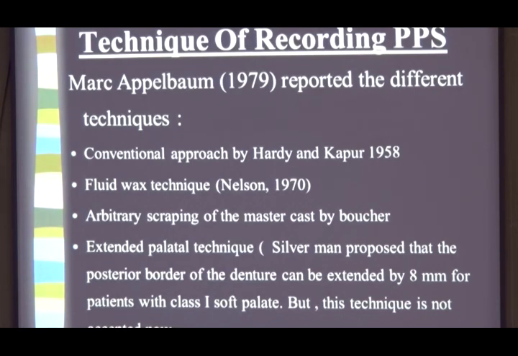After you have made your final impression, you add fluid wax in that area and apply pressure in the patient's mouth, and record the extent as well as the width functionally. Very good method, but a little technique sensitive. Arbitrary scraping is where, without anything, you just scrape the cast. In the extended palatal technique, you extend approximately 8 millimeters from the posterior palatal seal area, which we don't generally use.